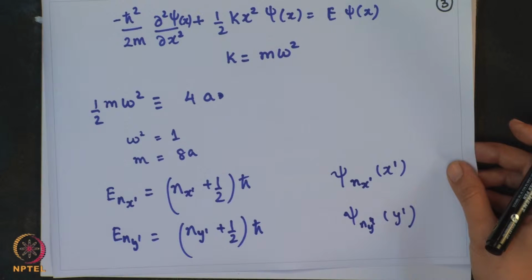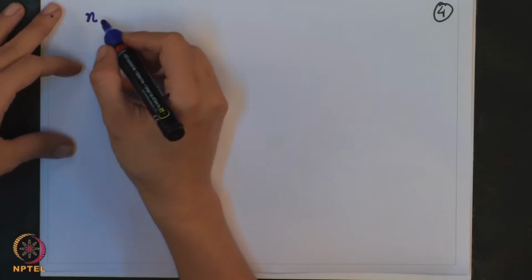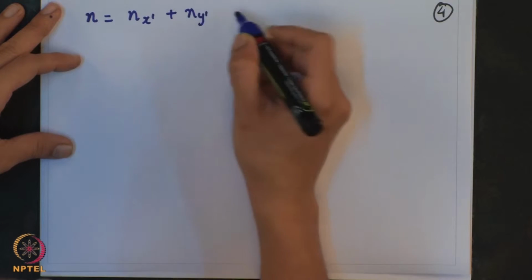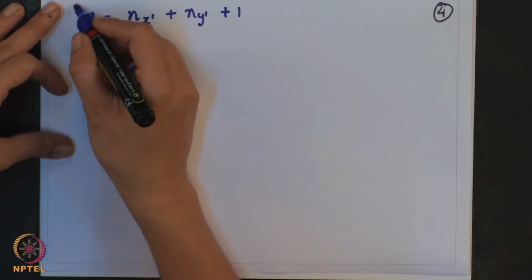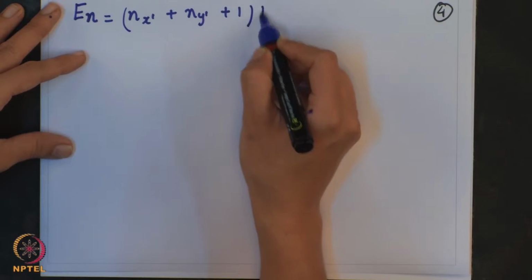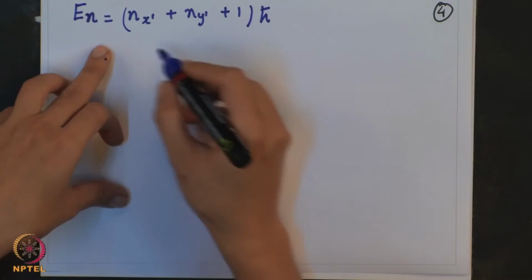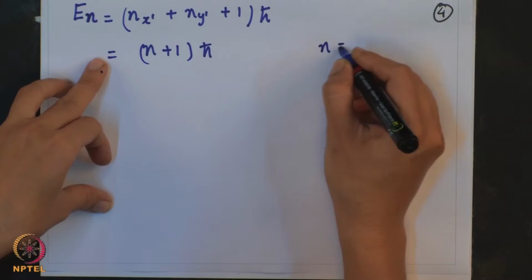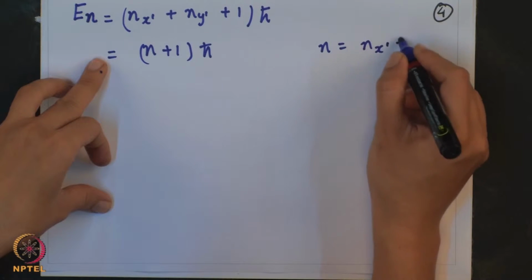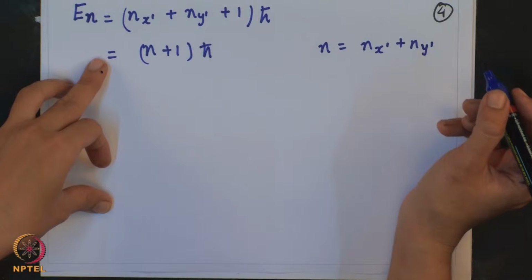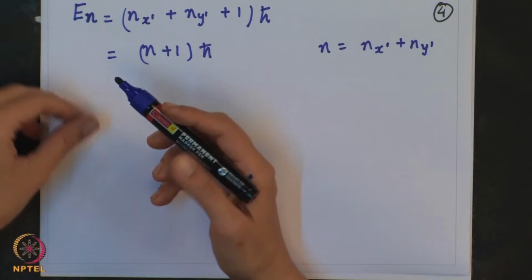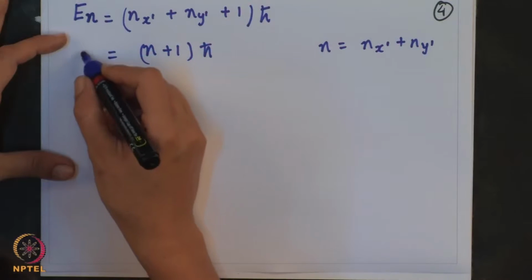Here you must note that your total E, or total n, is nx prime plus ny prime plus 1, or En can be written as (n plus 1) h cross, where n is nothing but nx prime plus ny prime. So here we have to find out, for different values of nx and ny, whether we may have a degeneracy. This is my En.